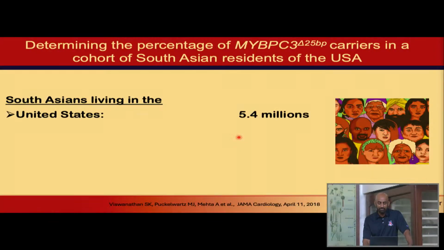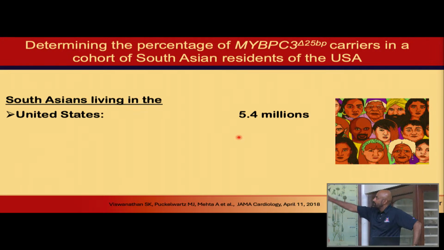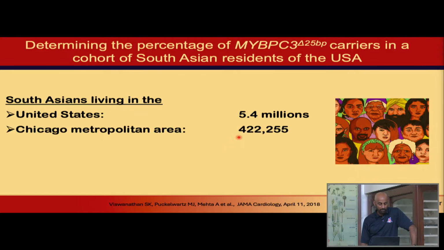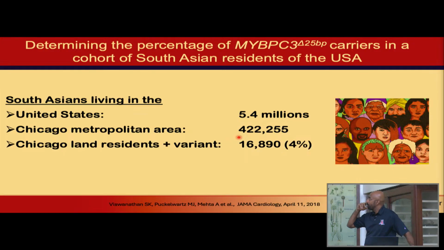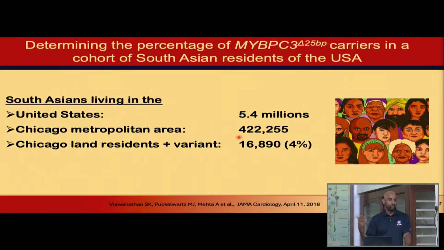We don't know. So when I started my own independent lab, we thought, okay, we have to revisit this study. In the US, South Asians, people from India, Pakistan, Bangladesh, Sri Lanka, number almost 5.4 million. I was at Loyola University of Chicago, and I looked at the number in Chicago. It's almost 400,000 people living there. In my neighborhood, if I say 4% of the 400,000 people, I have 17,000 people just in Chicago walking with this variant. So I don't need to come all the way here to do any genetic study.